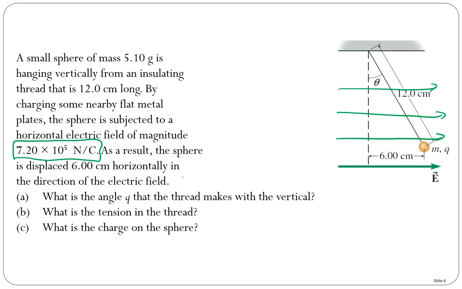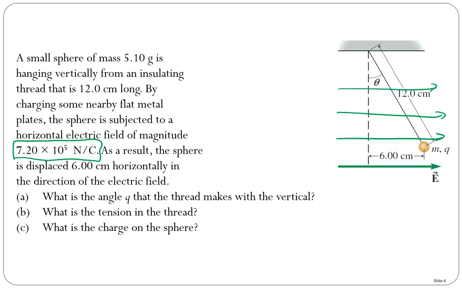As a result, the sphere is displaced 6 centimeters horizontally. So the first question: what is the angle that the thread makes with the vertical? What methods do you think I should use to find the angle? Trigonometry. Trigonometry based on the distances and the angle. Okay.